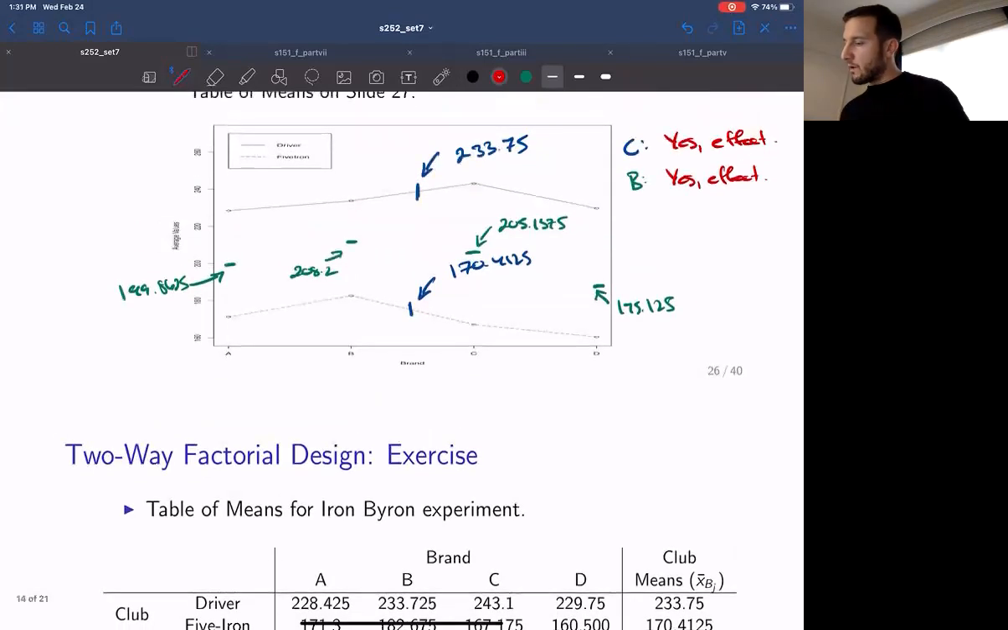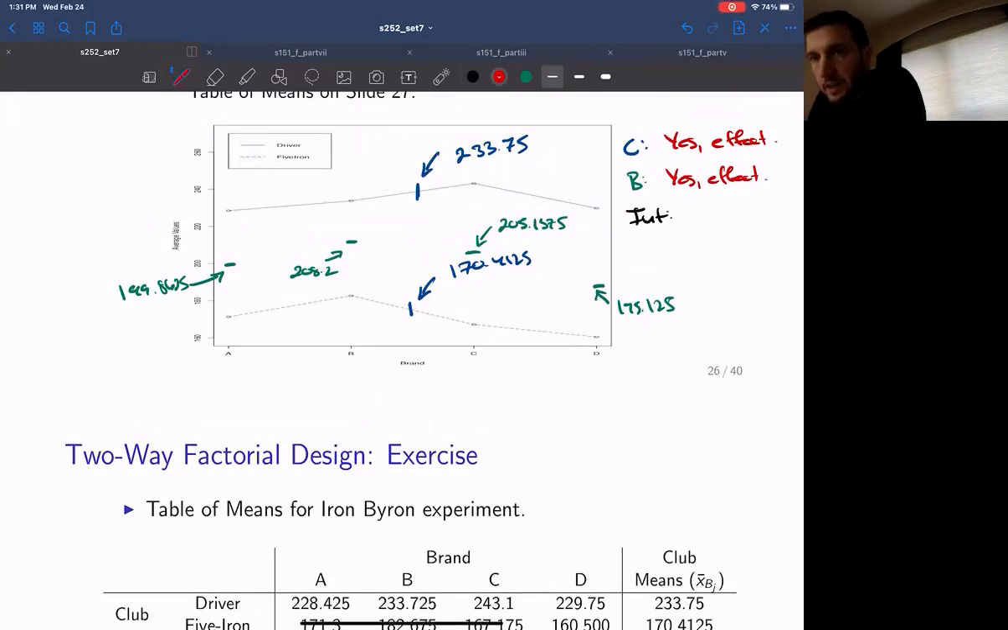Okay, the last thing that we would want to do is talk about the interaction effect. Interaction again is basically described by non-parallel sequences in the data or in the interaction diagram. So when we look at this interaction diagram, what we would want to do here is essentially break it into segments. If we compare segment A to segment B, we can see that the line connecting AB for the 5-iron, the dashed line, is a little steeper than the solid line connecting AB for the driver. So this implies a weak interaction.